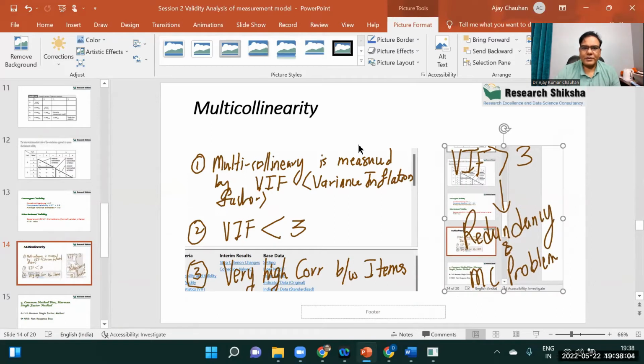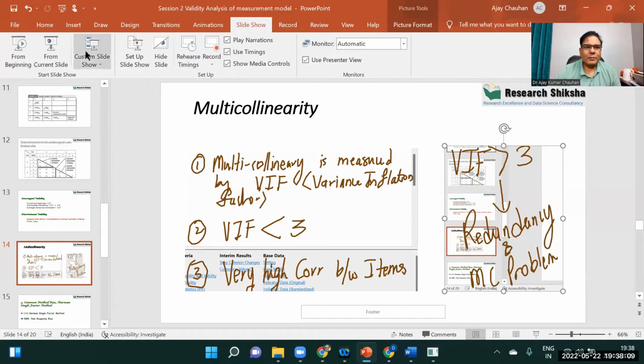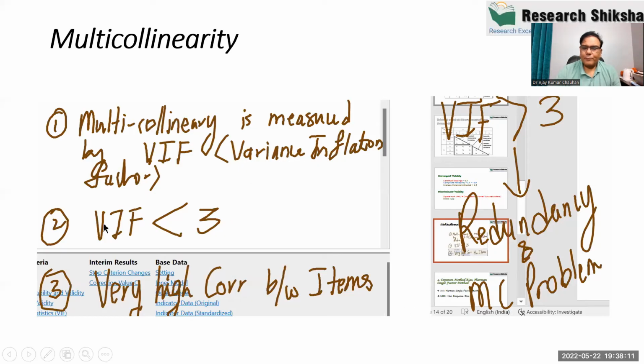Multicollinearity is measured by variance inflation factor. Number one, variance inflation factor should be less than 3, and a high value represents very high correlation between the items. And if VIF of any item is found to be more than 3, it represents the presence of redundancy or multicollinearity problem. So these concepts you should know.